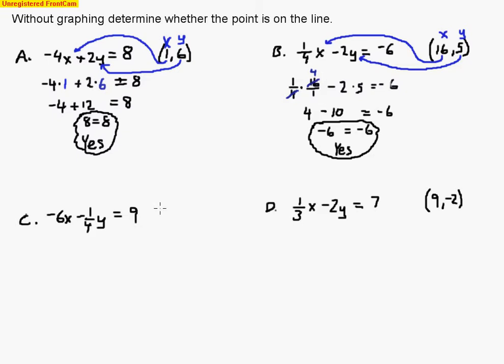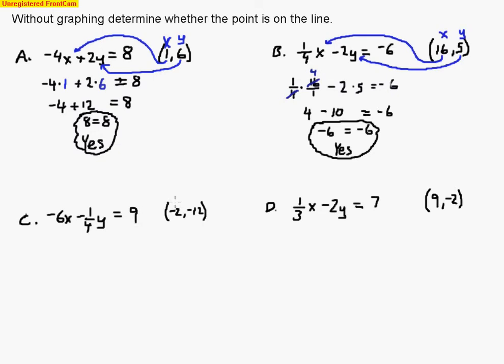Well, letter C here, we need a point to go along with this. So let's use the point negative 2, negative 12. So there's our point. And now we're going to see if that point is on this line, or this equation, or this graph, we could say.